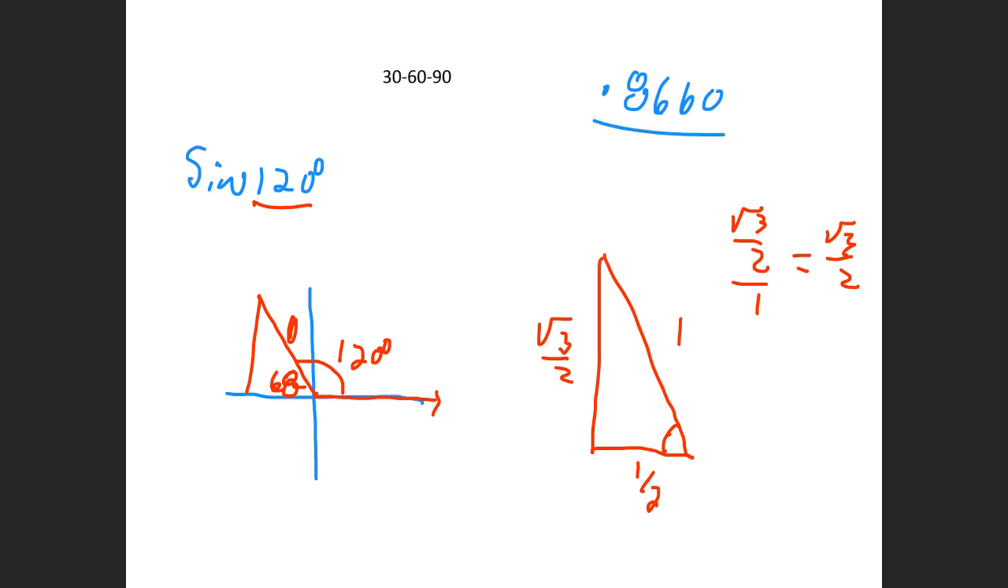Now, if you, let's see here, I messed something up here on my calculator. Sorry about that.